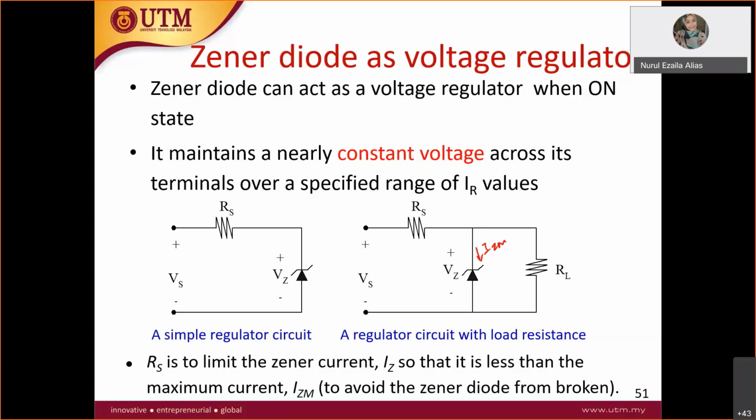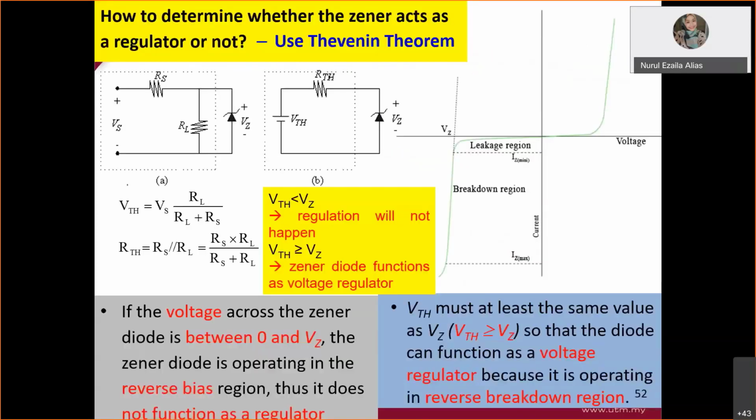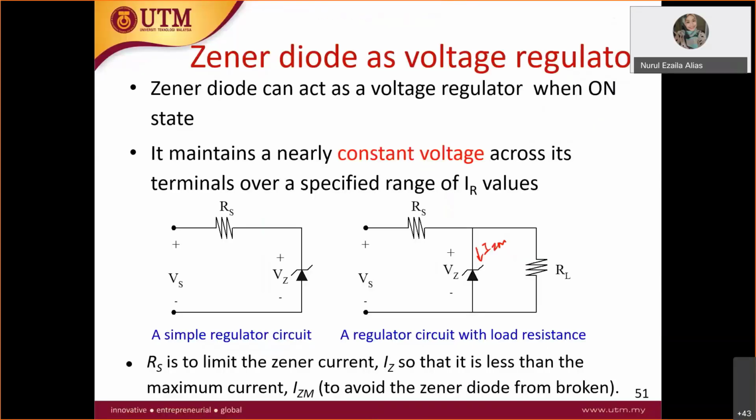Other than that, how do we determine whether the Zener acts as a regulator or not? Like I said just now, with a normal diode, forward bias means it is on, and for reverse bias it will be off. For a Zener diode, it could be two states: either it regulates or it does not regulate. But how do we define whether it regulates or not? There is a step to do it.